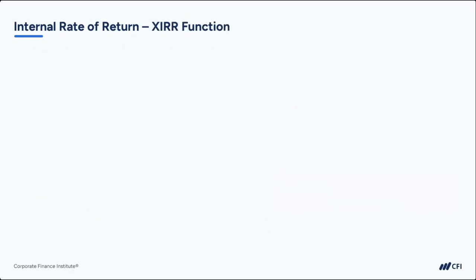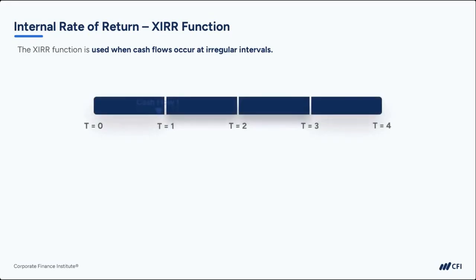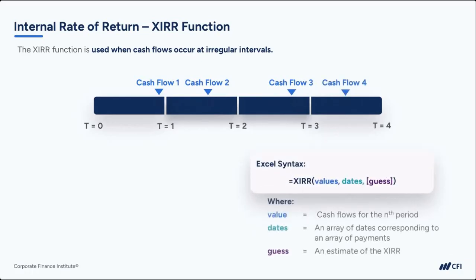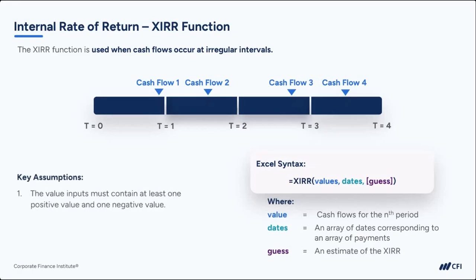Similar to the XNPV function, where the timing of cash flows can occur at irregular intervals, the XIRR function can also accommodate non-periodic cash flows. The XIRR function has the following syntax. The first one is values. Again, this is a required element. The array of values must contain at least one positive value and one negative value, and the values should be in chronological order, just like the regular IRR function.